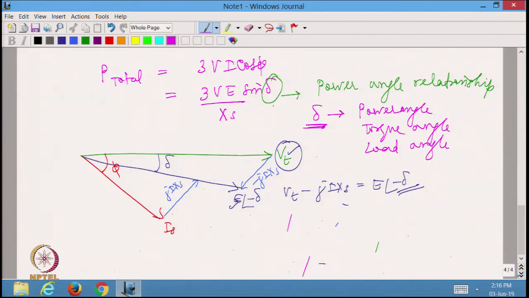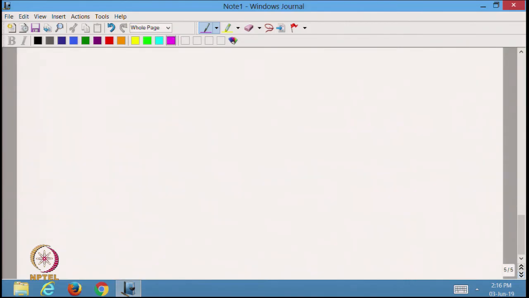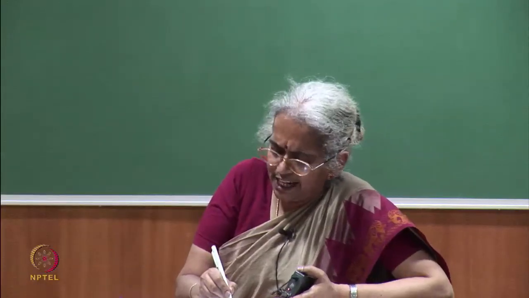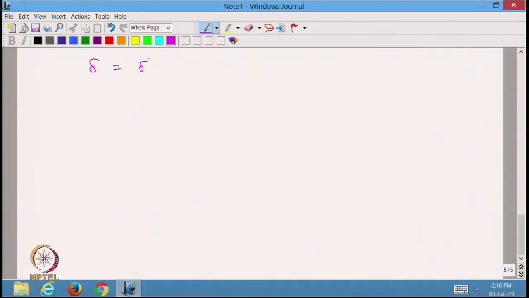Now, let us say I have a motor which is working at a particular delta, let me take some value, maybe delta is 5 degrees. Currently, maybe the machine is delivering 70% of rated power.